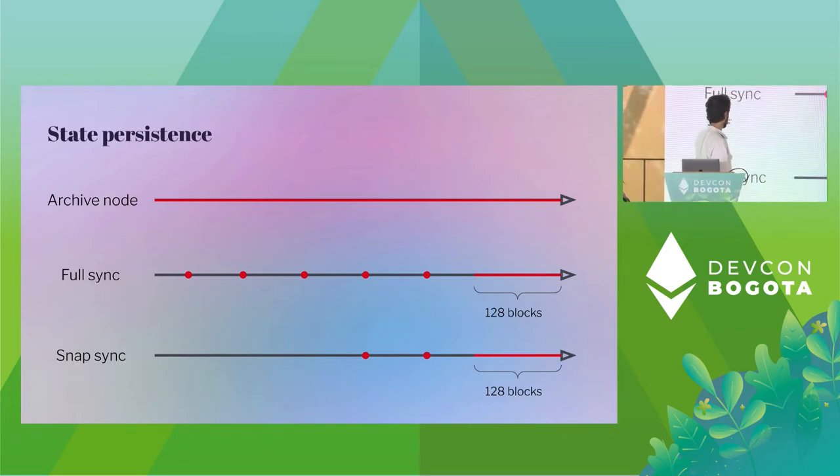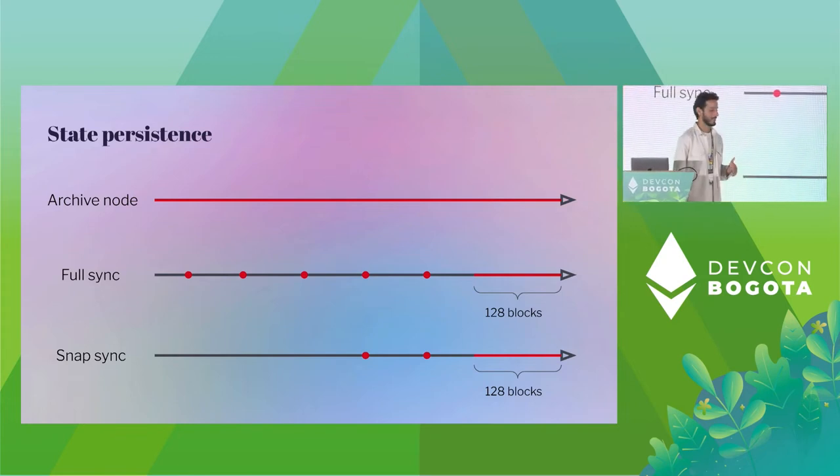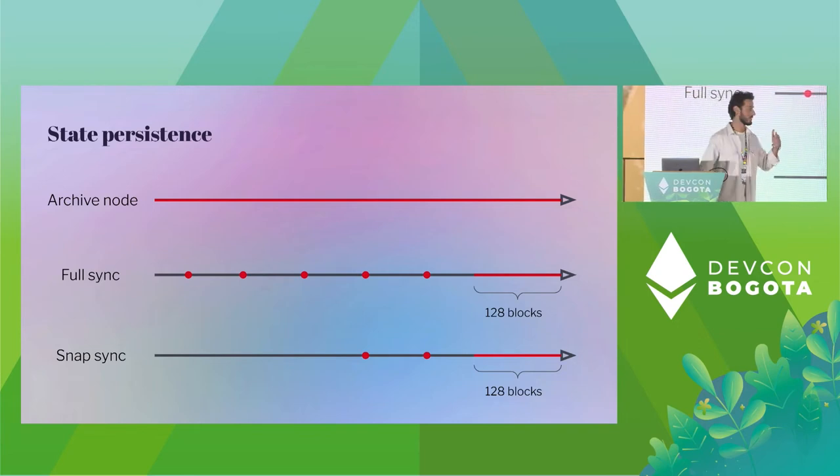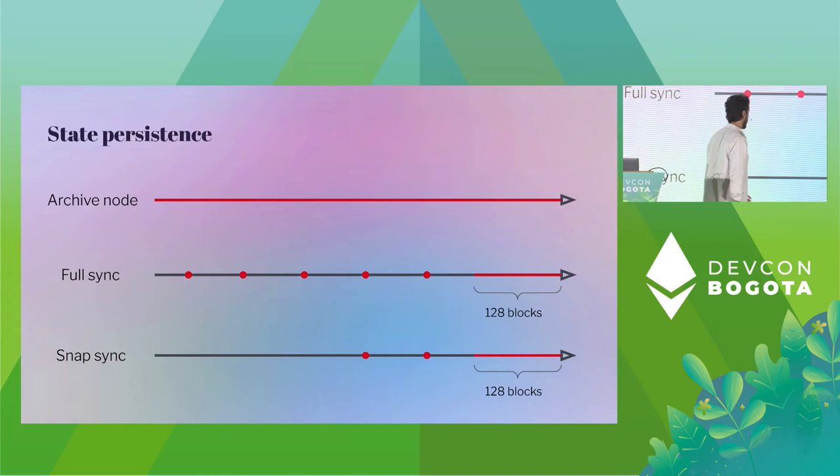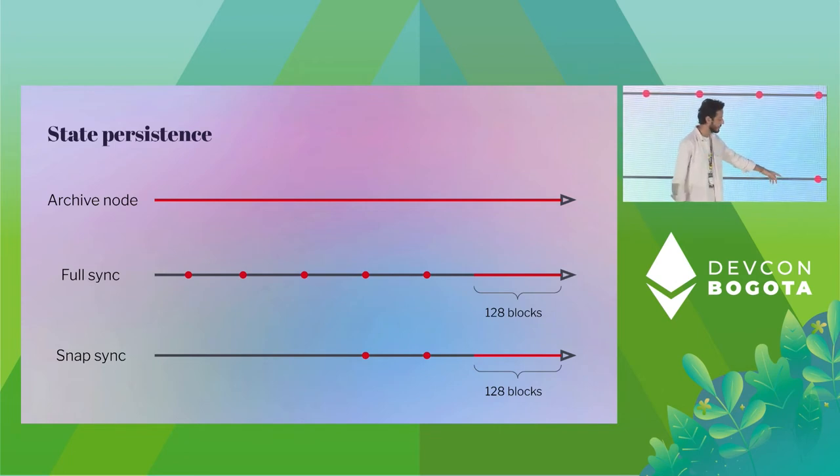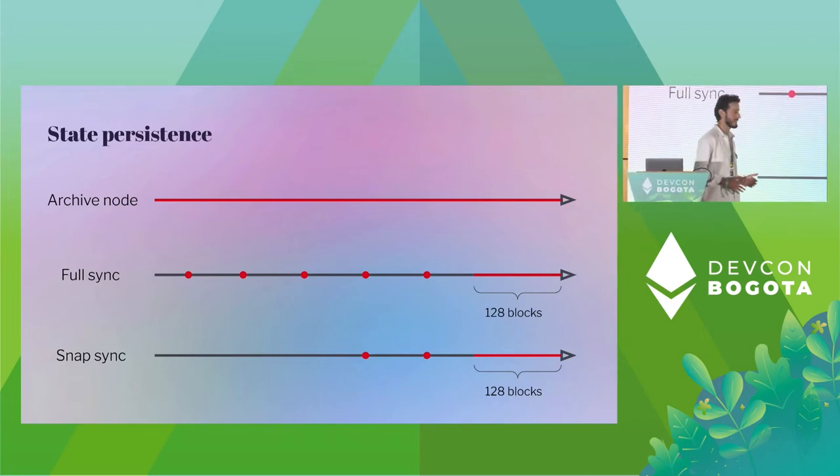The difference between full sync and snap sync is that in snap sync, you won't actually execute the blocks from the beginning, but from some pivot point. So let's say here is the point when you fetch the state from the network and you start executing transactions. That's why we only have the checkpoints from this point on, and we cannot execute any transaction that happened before we did the snap sync. So it's important to know, based on your use case, which sync mode you should go for.